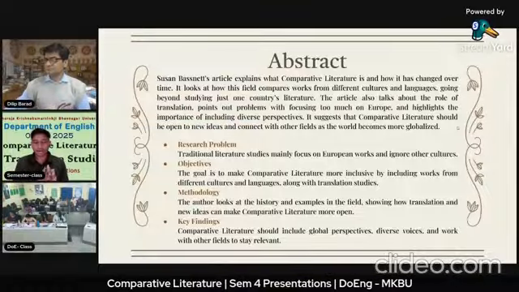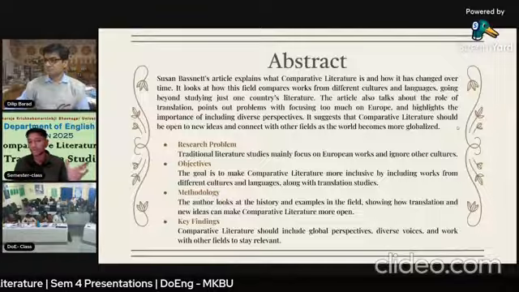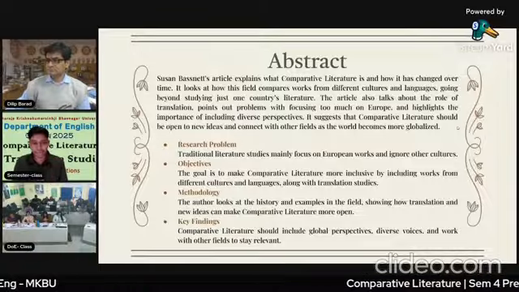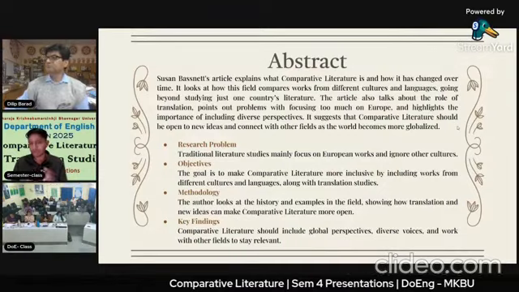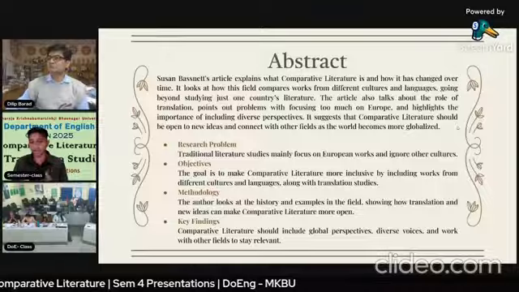The research problem of this article is that traditional literature studies mainly focus on European works and ignore other cultures. The objective of this article is to make comparative literature more inclusive by including works from different cultures and languages, along with translation studies.